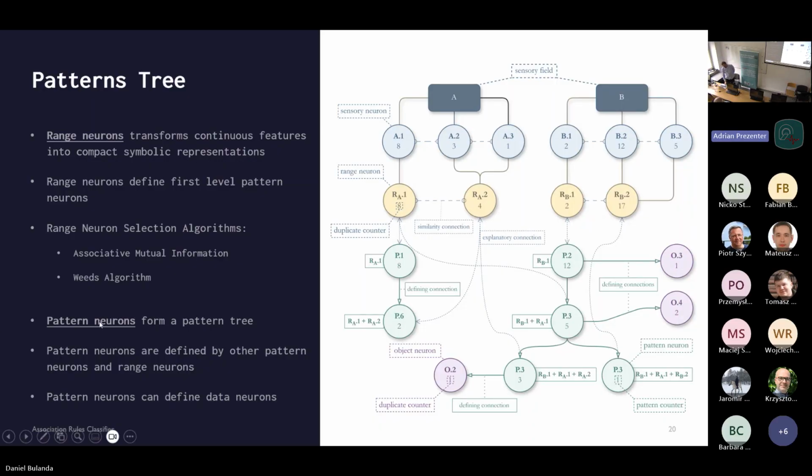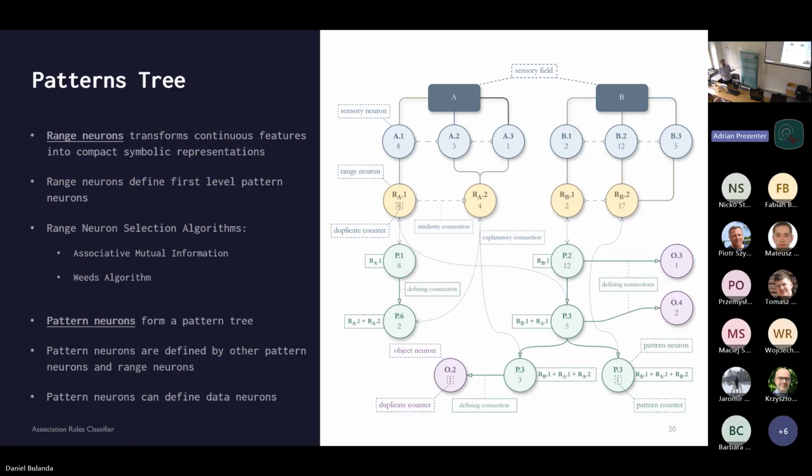We have, for example, the WITS algorithm, or Associative Neural Information algorithm, that assesses the value assigned to symbols. So we can eliminate some of them, merge them maybe, or switch a range neuron to other neurons. Those algorithms provide better, more informative range neurons. And then instead of connecting sensory neurons to patterns, we use range neurons to connect to pattern neurons.